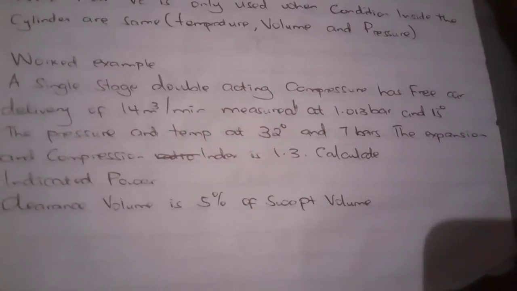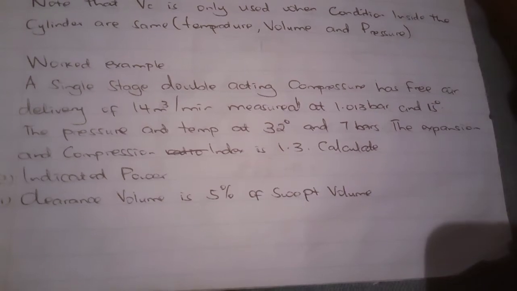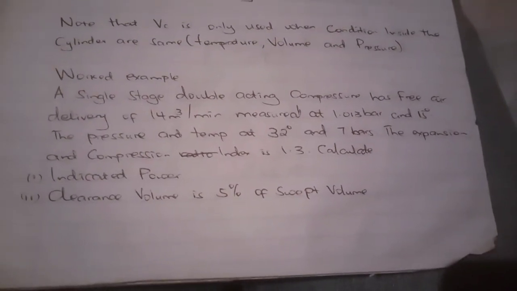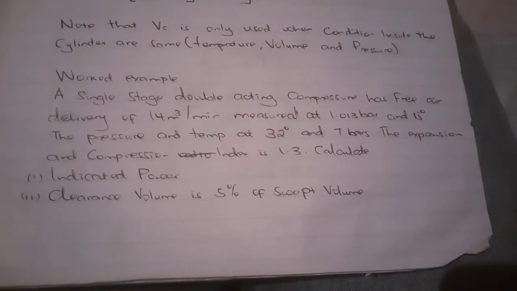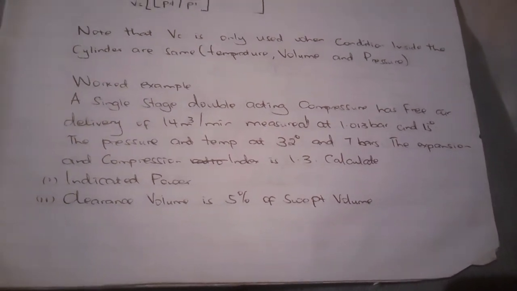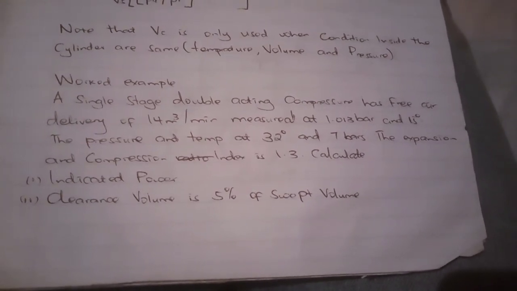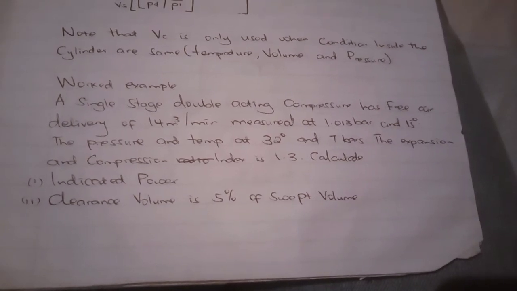Worked example. A single stage double acting compressor has free air delivery of 14 meters cubed per minute measured at 1.03 bars and 15 degrees. The pressure and temperature at the cylinder are 0.95 bars and 32 degrees, and delivery is at 7 bars. The expansion and compression index is 1.3. Calculate the indicated power. The clearance volume is 5% of the swept volume.